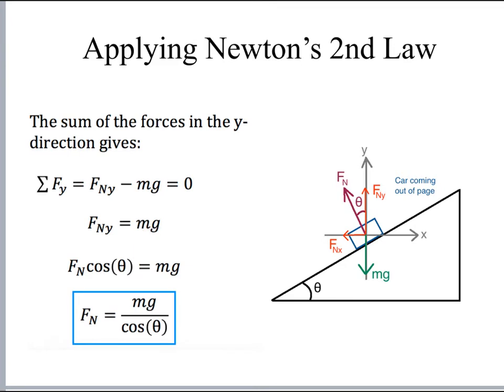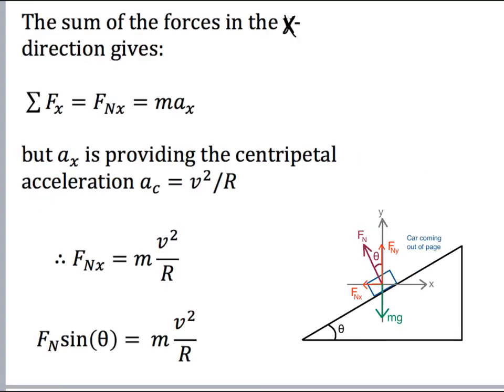But of course, we know that because of the picture, this is just going to be Fn times the cosine of the angle theta. Because this is the adjacent side to that angle, it's going to go with cosine. And so we can say that Fn cosine of theta equals mg, and then we can solve for the normal force here. And it's going to be mg divided by the cosine of the angle. And so that's the normal force, and we got that by doing the sum of the forces in the y direction.